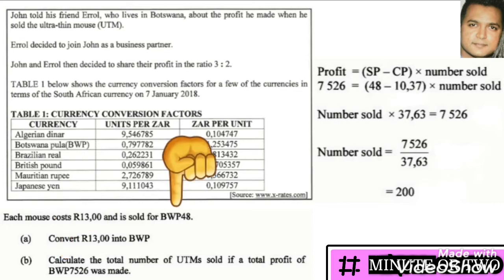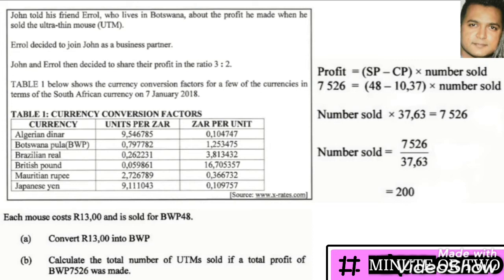The selling price of 48 has been given to us in the question. The cost price is what we've just converted in the previous question in A, and so we arrive at 10.36. Remember, we are using the 10.36 and not the 13 rand because we are working in Botswana pula.